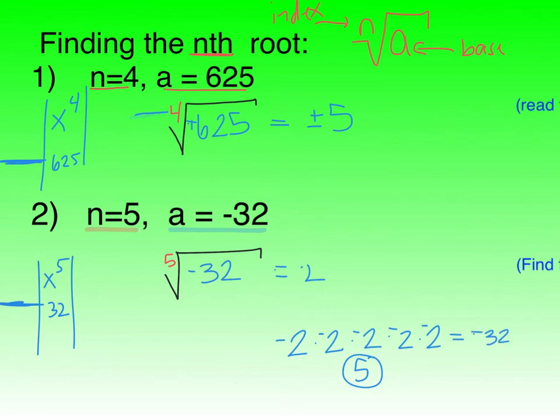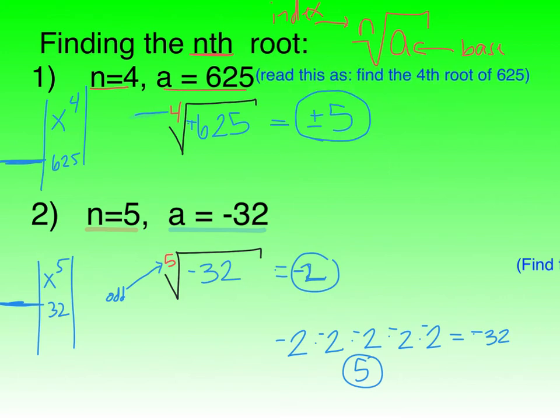So I can solve this problem. I can take the negative. If it is an odd index, you can do negative. So that answer would be negative 2, the only root in that problem. Up here, you had 2 roots in that problem. Okay? So just so you can see that, this one right up here would be read as the fourth root of 625. Number 2 is really asking to find the fifth root of negative 32. So then you can see it in writing, and you can see it in symbolic form.